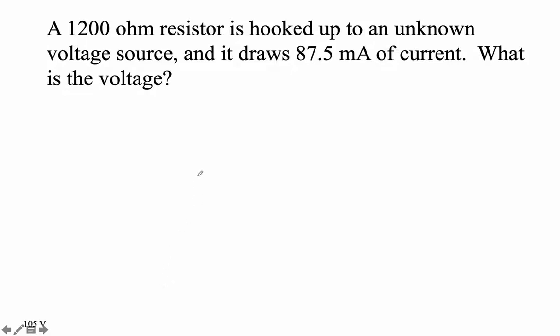All right, a 1200 ohm resistor is hooked to an unknown voltage source and draws 87.5 milliamps of current. Okay, what is the voltage? Okay, so R is V over I, so therefore V is IR. Okay, so let's see, what is it?